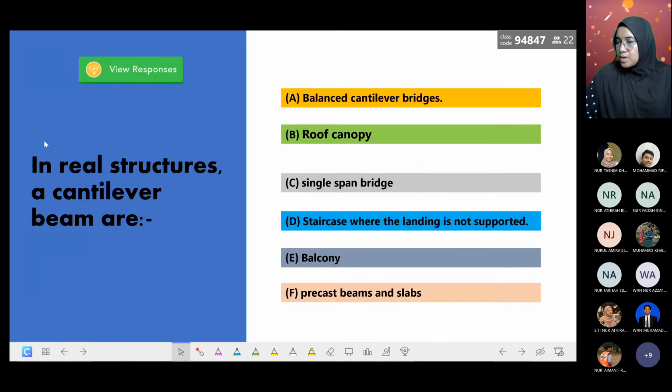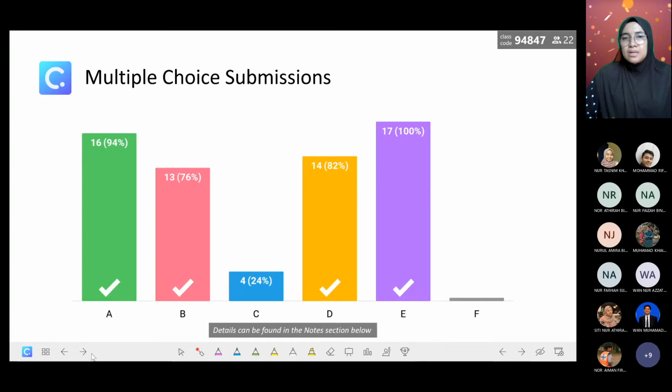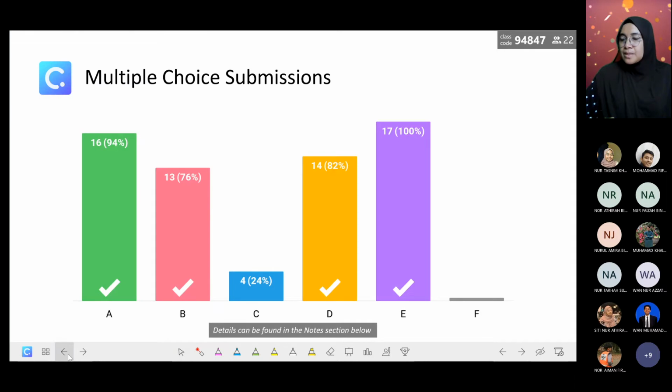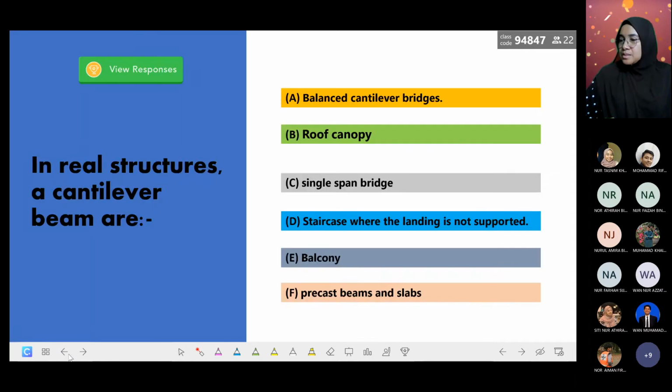And the last question, okay, the answers are A, B, D and E. Jawapan dia as I mentioned, ada dekat general channel. Saya dah paste since last week. Okay, A, balanced cantilever bridges, roof canopy. Single span bridge is actually for simply supported. Okay, the real simply supported structure.